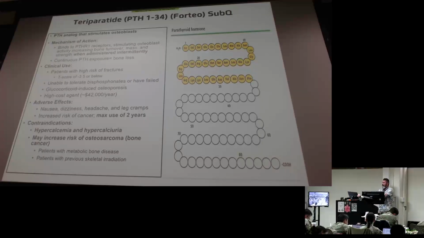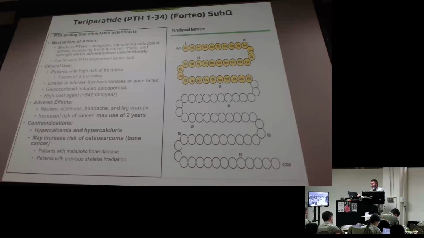You have some contraindications there: hypercalcemia, hypercalciuria. Why? Well, we're building a whole bunch of bone, making a bunch of calcium with this steroid. So if you already have elevated levels of calcium in your blood or in your urine, well, we don't want to also make more and now put you at risk for kidney stones.